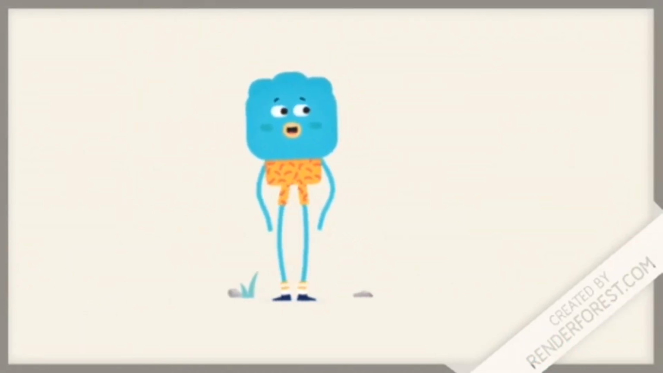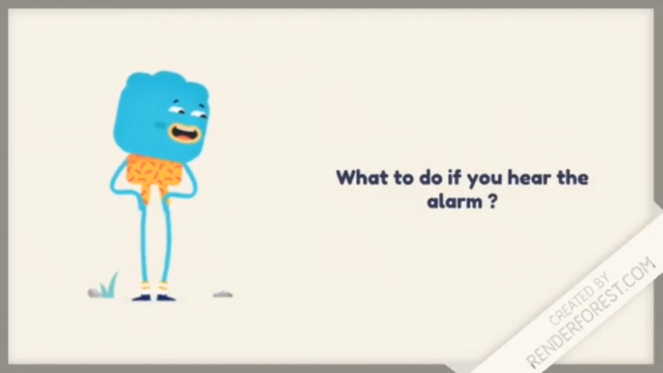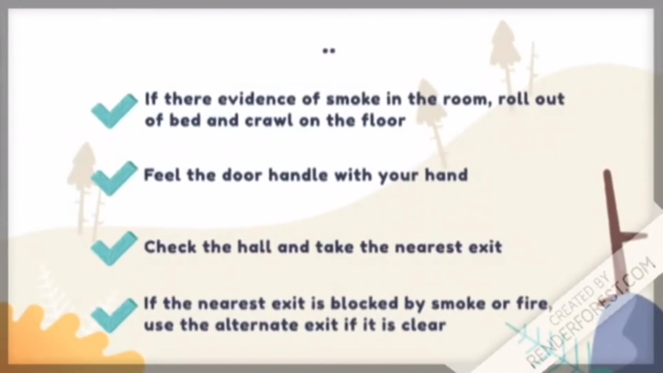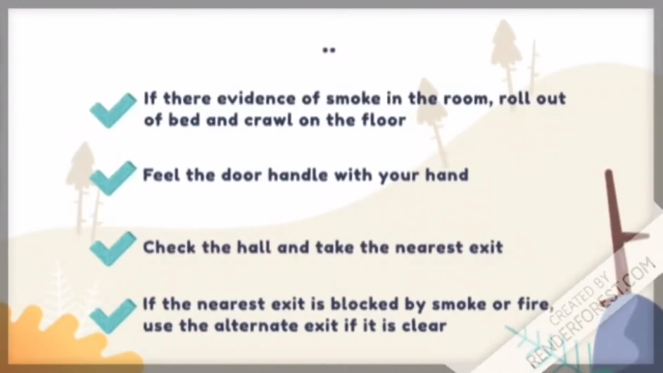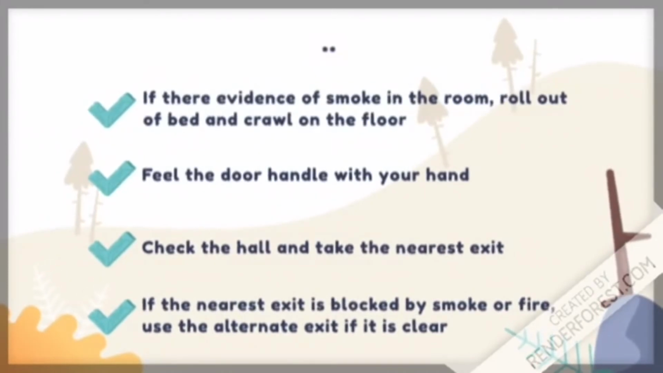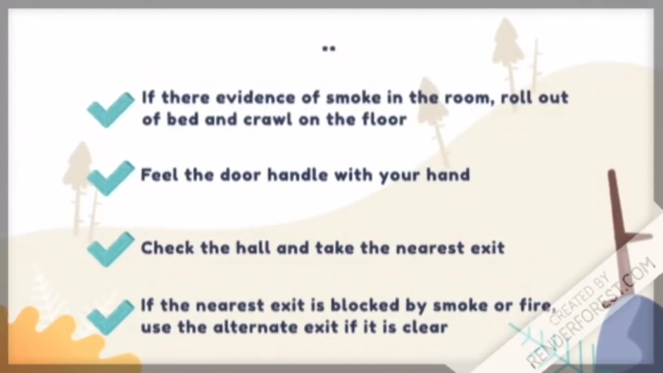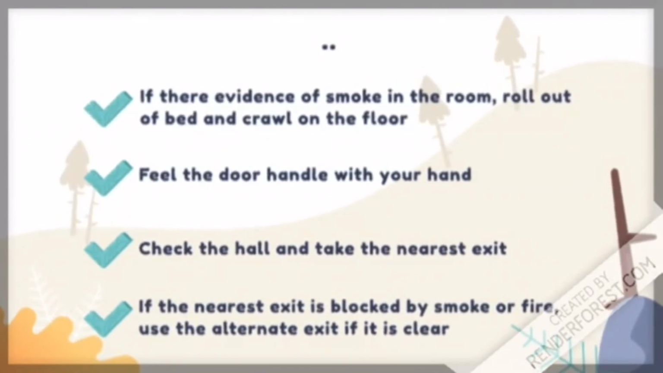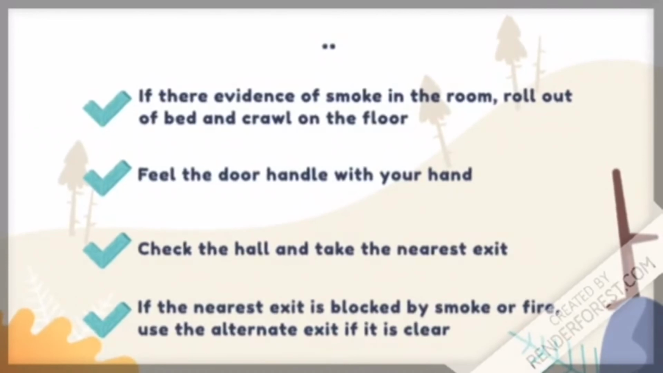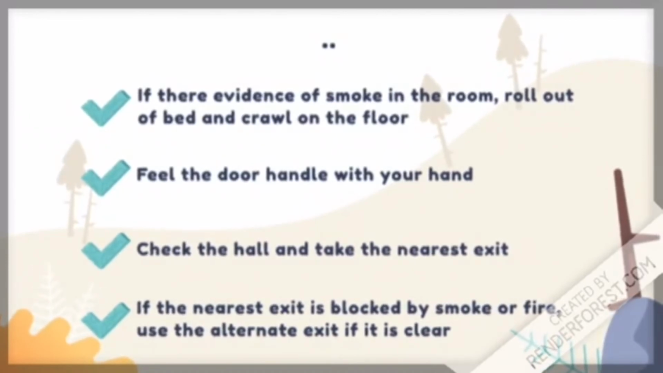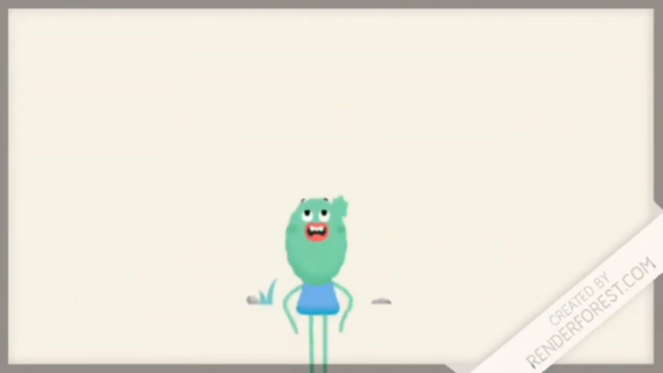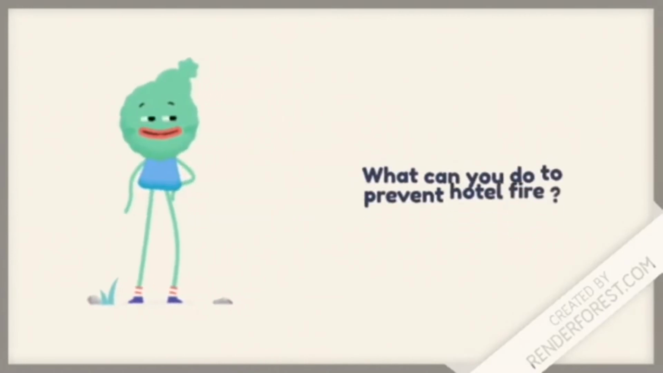What to do if you hear the alarm? If there is evidence of smoke in the room, roll out of bed and crawl on the floor. Feel the door handle with your hand. The doors are insulated and you may not detect heat on the other side if you feel the door. Check the hall. Go to the nearest safe exit. If the nearest exit is blocked by smoke or fire, use the alternate exit if it is clear. If both exits are blocked, return to your room and close the door. Do not use elevator. What can you do as a guest to prevent hotel fire?